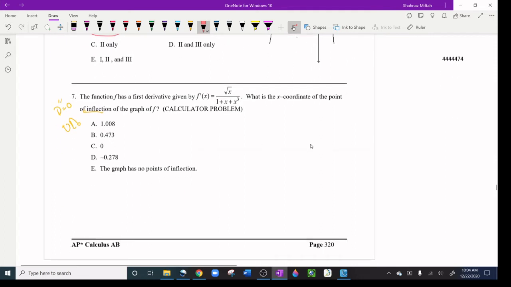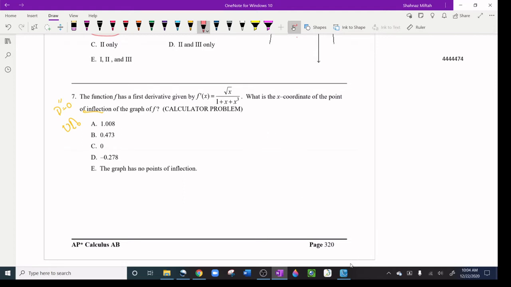Question number 7. The function f has a derivative given by f prime. What is the x-coordinate of the point of inflection of the graph of f? Point of inflection relates to the second derivative, and it means wherever the concavity changes. So this is f prime. Once I get the graph of this, I'm going to find where the tangent slopes change. We're going to draw tangent slopes on this graph. That would be my second derivative. And wherever the slopes change, that's the concavity.